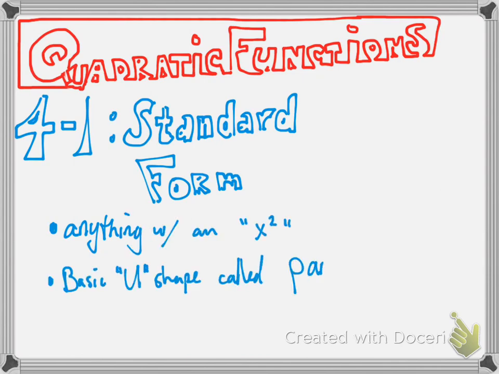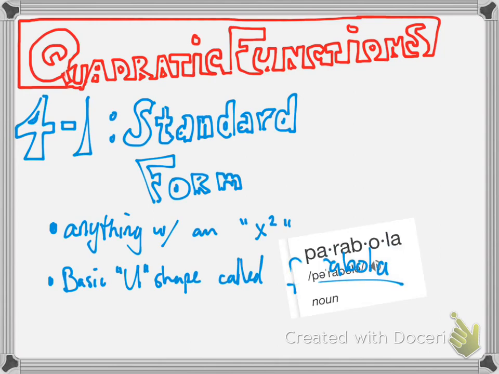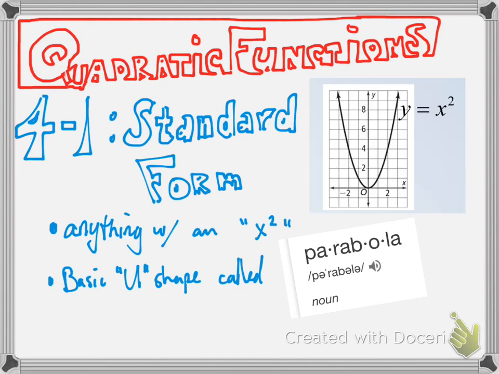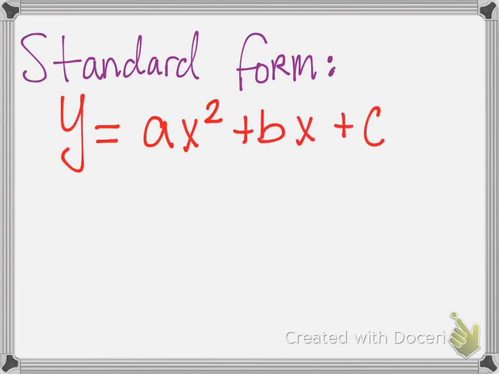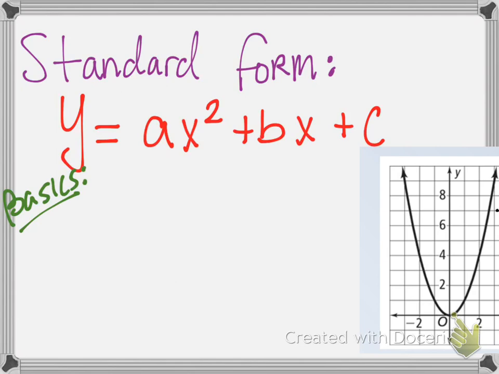So a quadratic is anything basically that's a y equals with an x squared in it and no higher powers. And its basic U shape is called a parabola, pronounced parabola. Can you say parabola? And it looks like that. So standard form is ax squared plus bx plus c. So some of the basics here are, there's the shape.